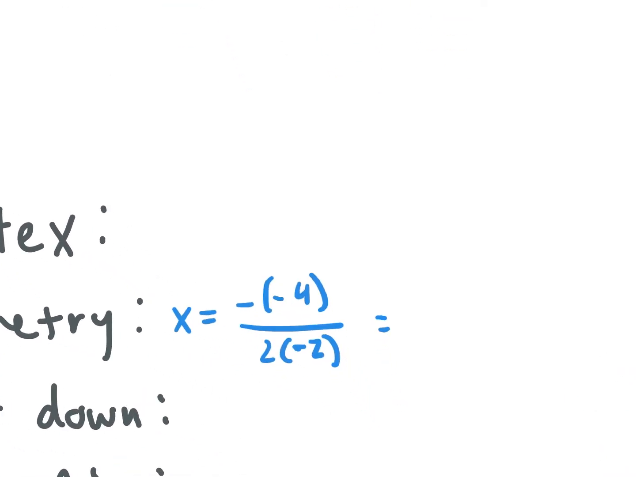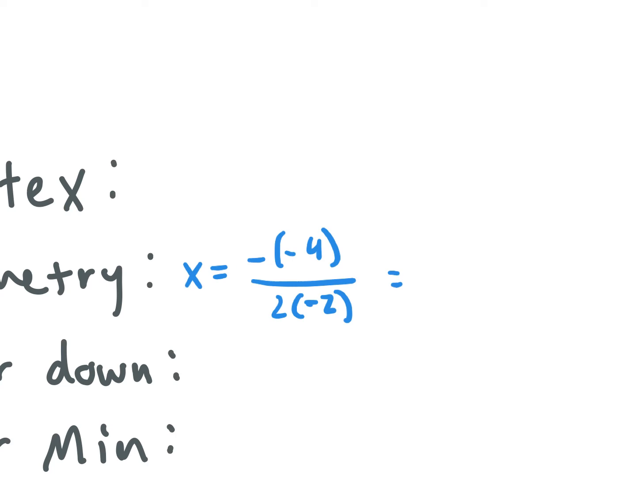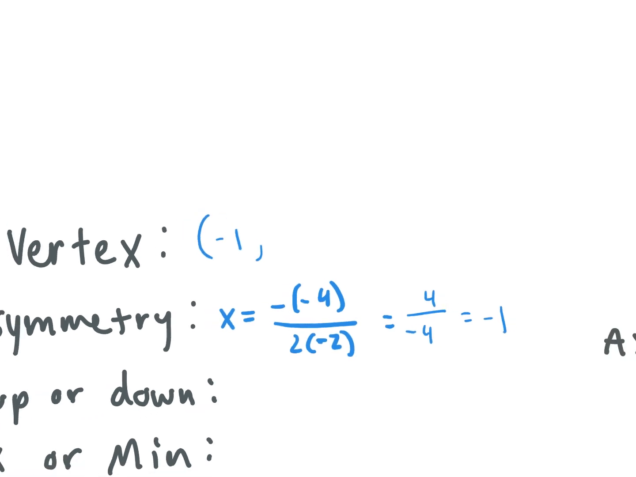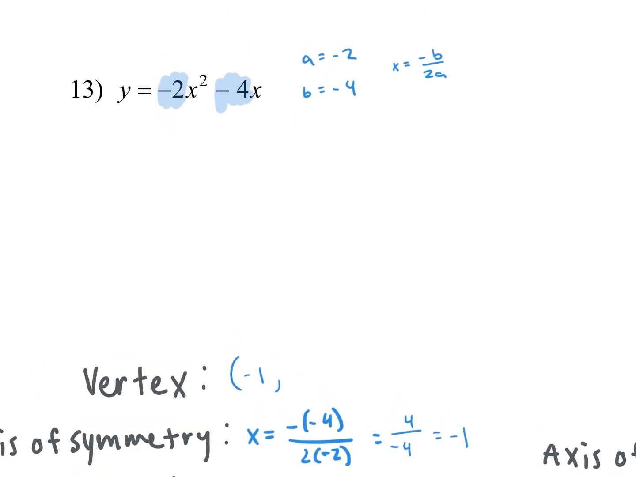So what does that negative -4 turn into? Positive 4. And 2 times negative 2? Negative 4. And what's 4 divided by negative 4? Negative 1. So what's the first number in my vertex? Negative 1. How do I find the second number? Plug it in. So I have negative 2 times negative 1 squared minus 4 times negative 1.